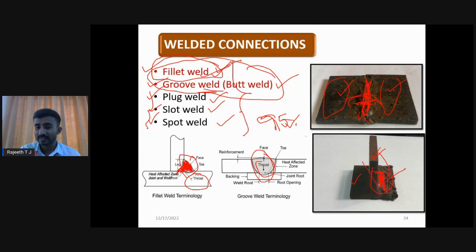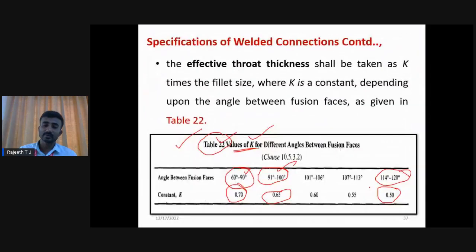So if the angle varies to 120, or 30 degrees, or 130 degrees, for fillet weld we need to choose the K value according to the code. In the examination they may ask, assume they will give it like this: if the angle of inclination between the fusion faces is 105 degrees, then what is the K value? So you should remember this value. For 60 to 90 degrees it is 0.7, for 91 to 100 it is 0.65. So you should remember this value. This is a very important table.